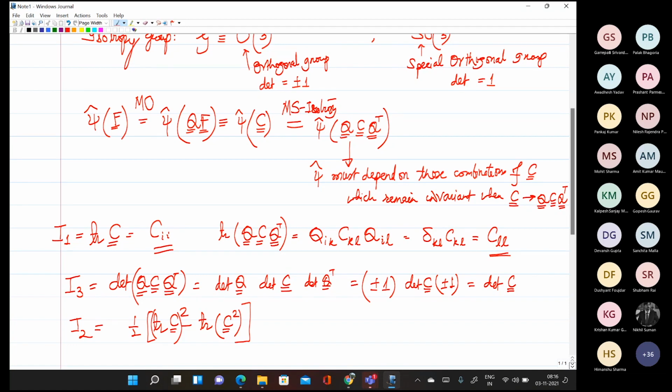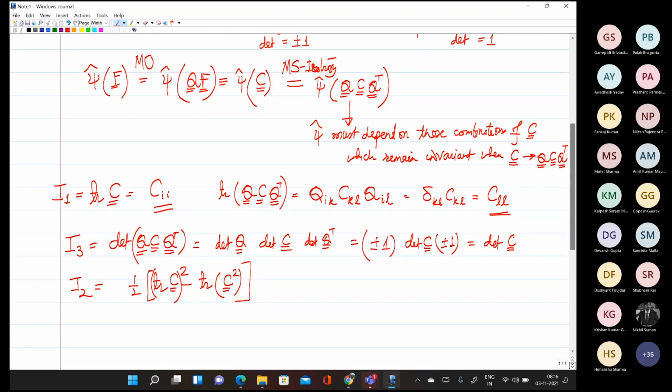So these are the three invariants. You can have some more invariants, but then they will turn out to be dependent on these three invariants. So these are the only three independent invariants. So symmetry, basically, from mathematics, you can then show that these are the only three independent invariants, and therefore this function psi hat must depend on I1, I2, I3 for isotropy symmetry group or for isotropic materials.